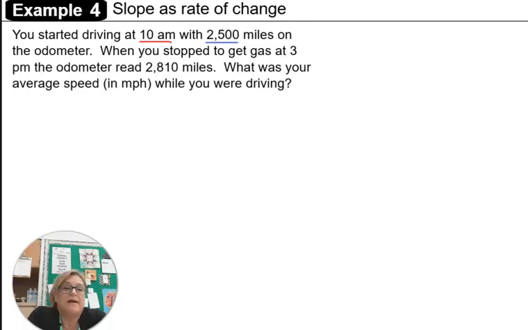When you stop to get gas, it is 3 p.m. and the odometer reading is 2,810 miles. And we want to find the average speed in miles per hour while we were driving. To find the slope as a rate of change, we first need to decide what variables we're going to use.